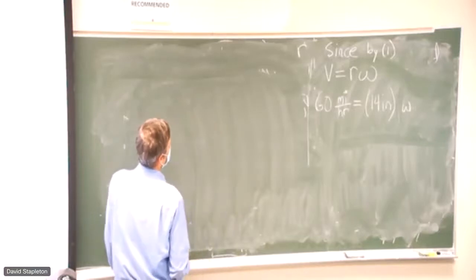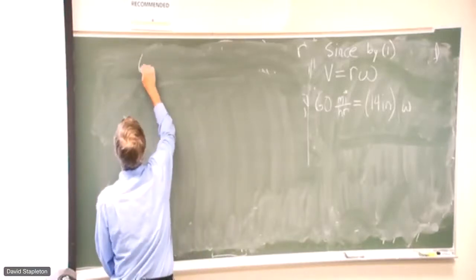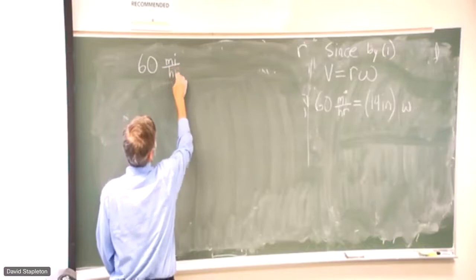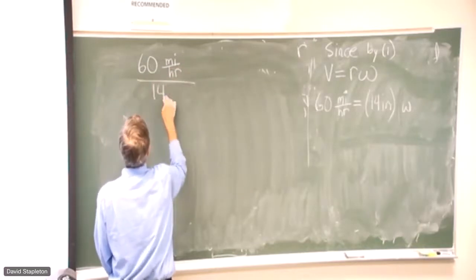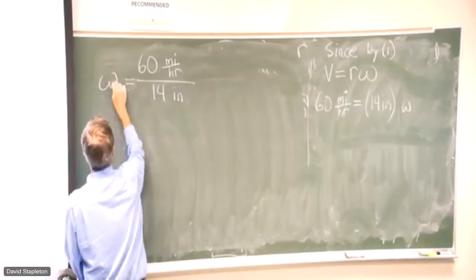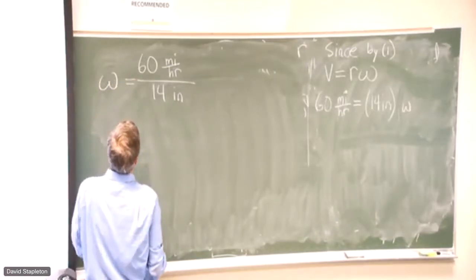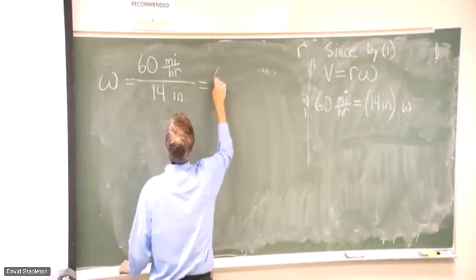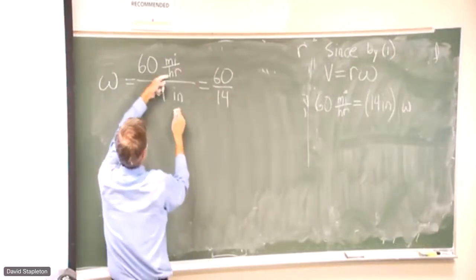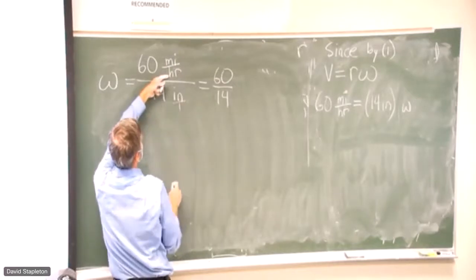So what I can do now is divide by 14 inches and say 60 miles per hour, divided by 14 inches, is omega by division. And you can write that as 60 over 14, and these behave like fractions too. This is inches divided by 1 if you like.